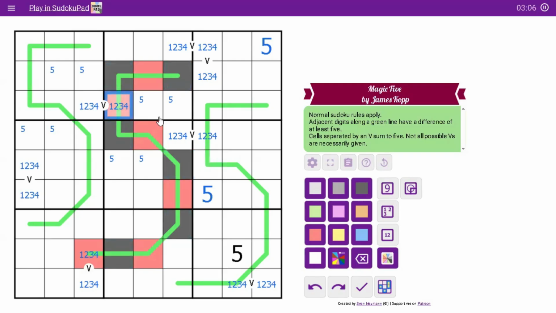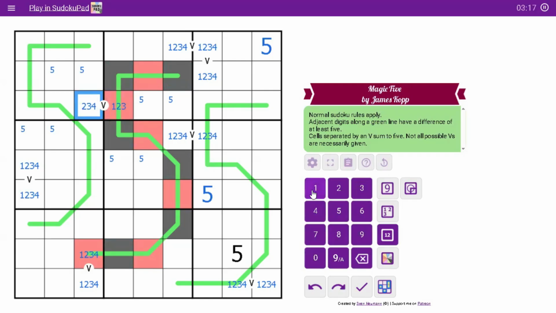Now this can't be a 4 because that would put double 9s here, because the only digit that can go next to a 4 is a 9 on the German Whisper. So that's not a 4, which means this is not a 1. Now these are low. We can probably do the same thing with this German Whisper line.